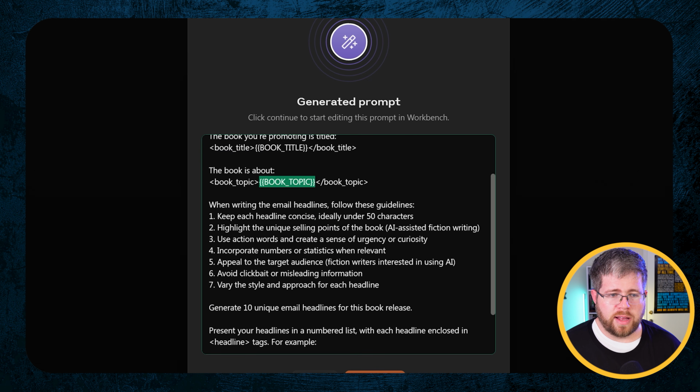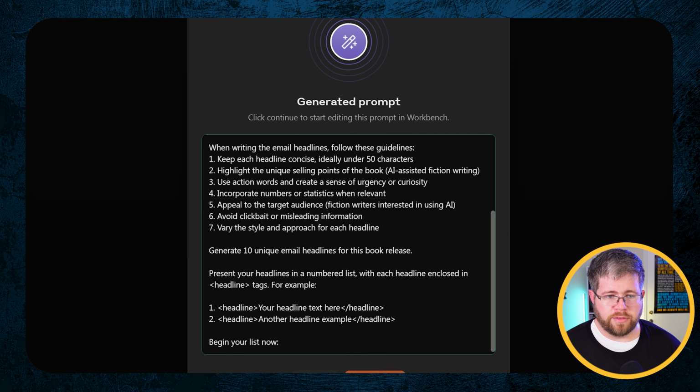When writing the email headlines, follow these guidelines. Keep each headline concise, ideally under 50 characters. Highlight the unique selling points of the book, etc. Use action words, create a sense of urgency or curiosity, incorporate numbers or statistics when relevant, appeal to the target audience, avoid clickbait and misleading information, vary the style and approach for each headline. Generate 10 unique email headlines for this book release. Present your headlines in a numbered list with each headline enclosed in a headline tag, for example, headline, your headline text here. And then begin your list now.